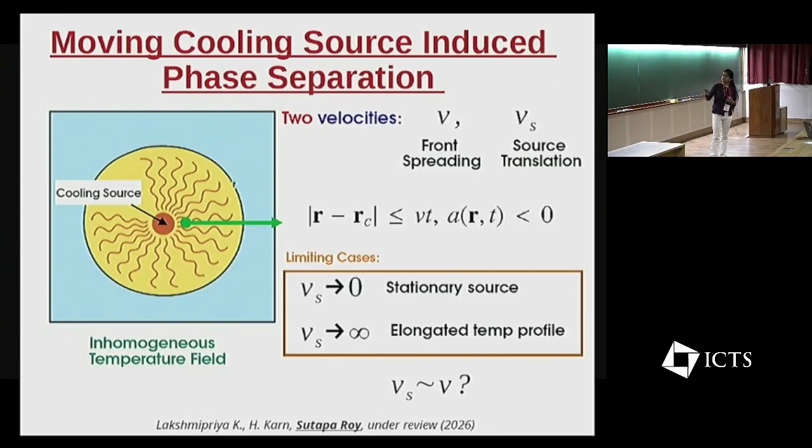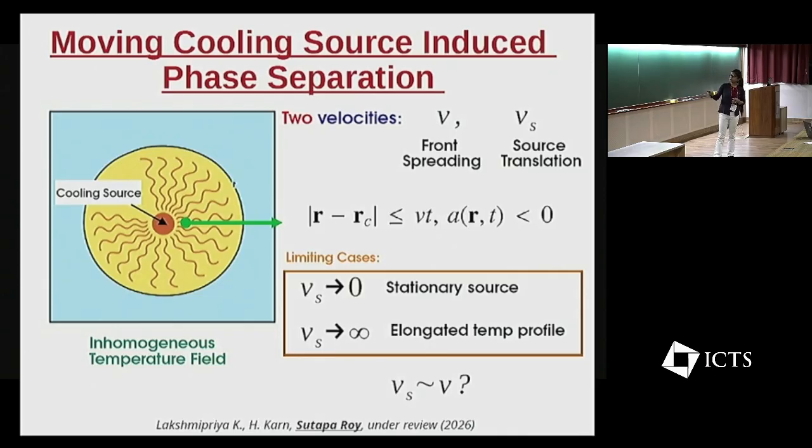So this introduces two velocities in the system. One is the velocity with which these cold fronts are propagating out radially. That velocity, we call it, let's say, V. And then there's a translational motion of the cooling source. Let's say it's moving with a speed Vs. So there's going to be a competition between these two speeds, V and Vs, which is going to dictate the final kind of pattern that's going to form.